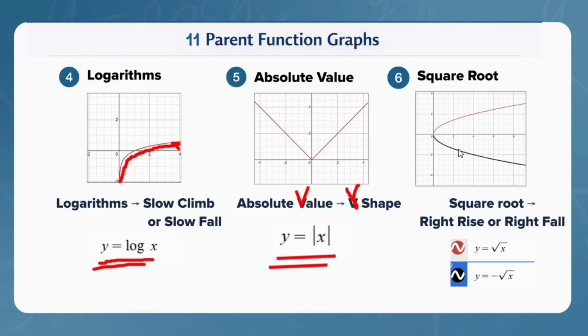Now we continue with the square root. The square root function starts at the origin and slowly curves upward when it's positive. When it's negative, it starts at the origin and curves downward.